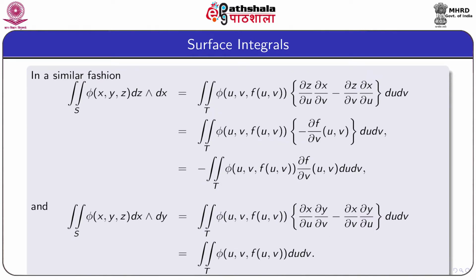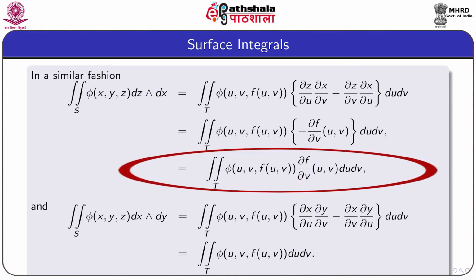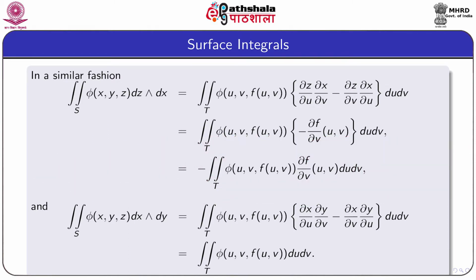In a similar fashion, we can show that the surface integral over S of φ(x,y,z) dz∧dx equals the negative of the double integral over T of φ(u,v,f(u,v)) ∂f/∂v at (u,v) du dv, and the surface integral over S of φ(x,y,z) dx∧dy equals the double integral over T of φ(u,v,f(u,v)) du dv.